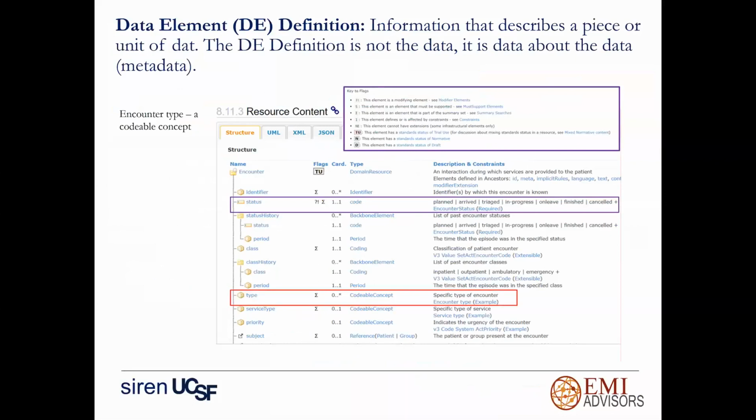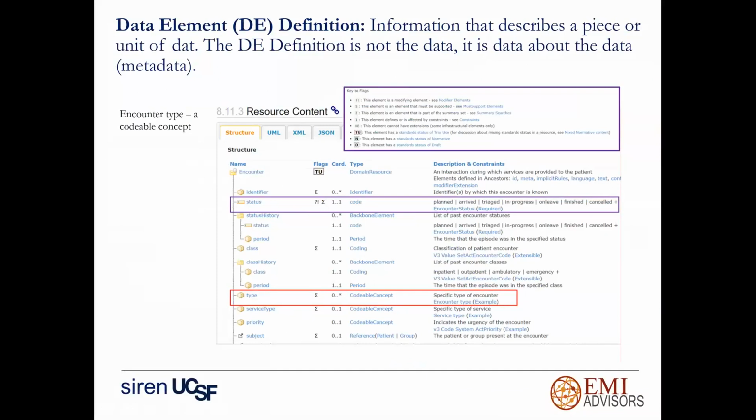Here's a picture. It's small, I apologize about that, but it's an example of a FHIR resource. See if my pointer will work. Up here, it says encounter. So this is an example of an encounter data structure defined in FHIR. It is used to represent a patient encounter, a patient visit.